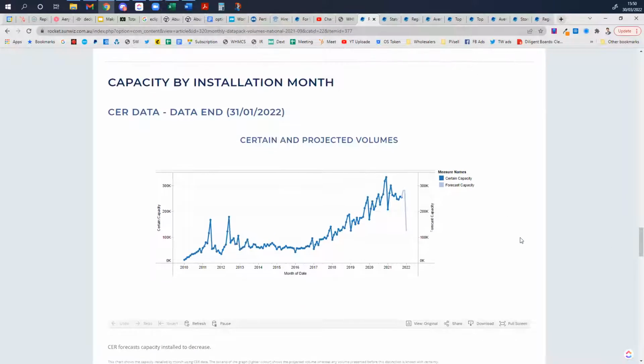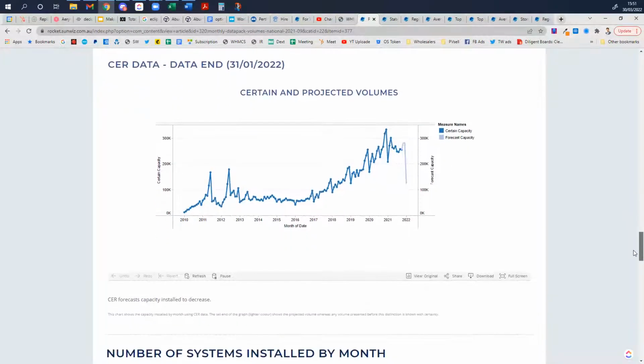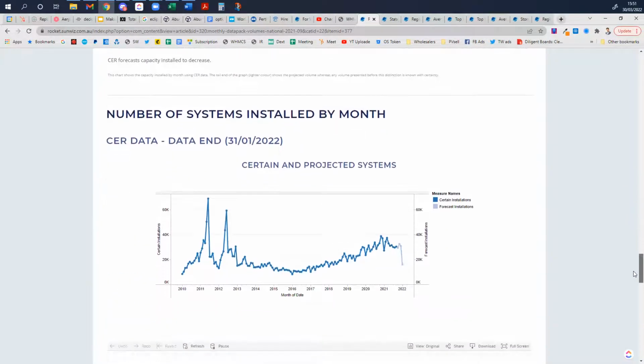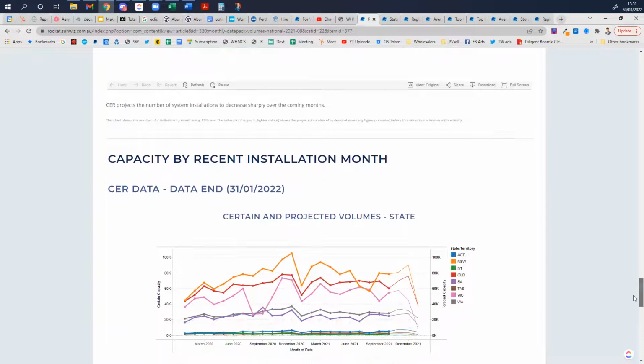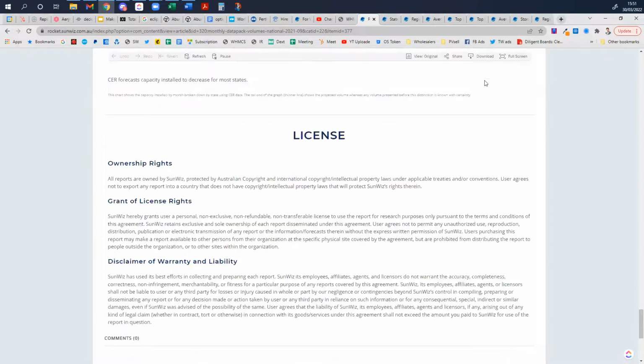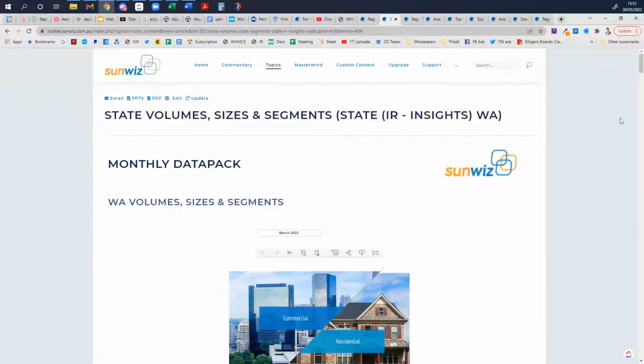What I'd like to point towards is we've also got some additional installation month data there from the Clean Energy Regulator. So it's different to this CER data, which is based off registered volume. This is based off the installation date rather than the registration date. Can be useful if you want to do some particular analyses.